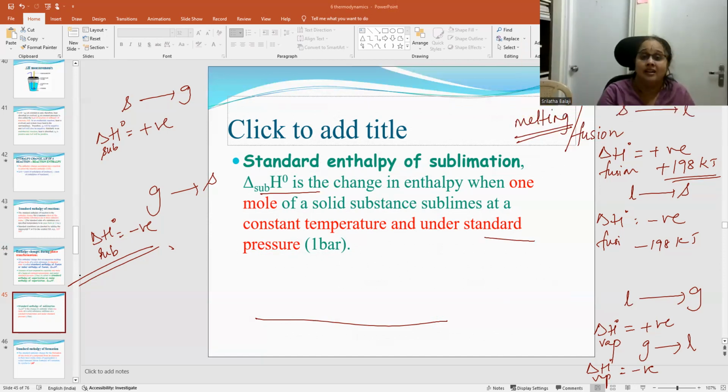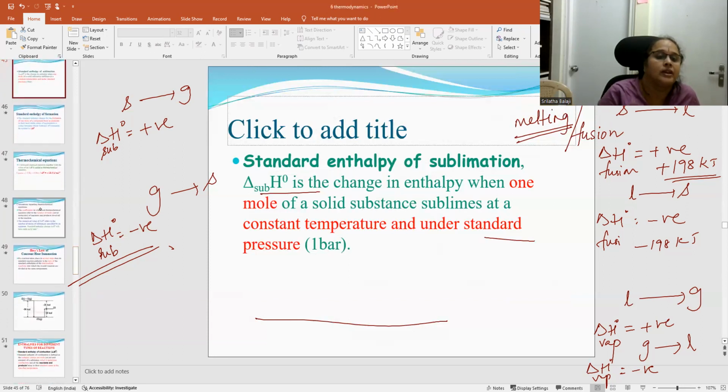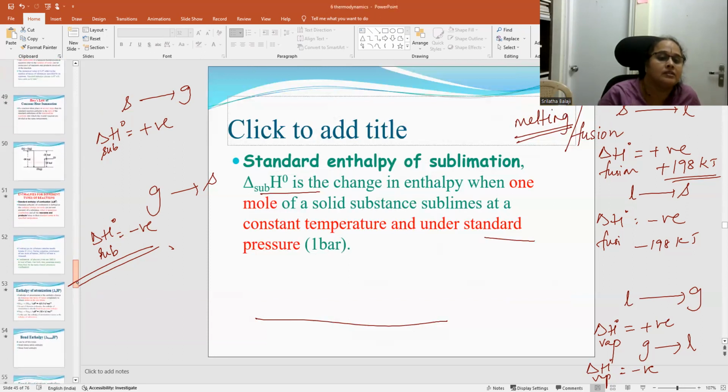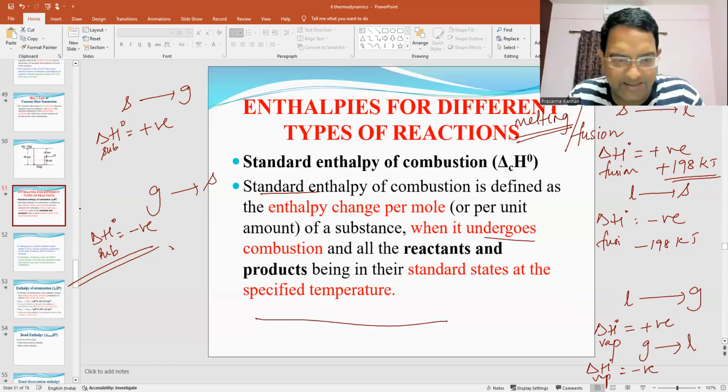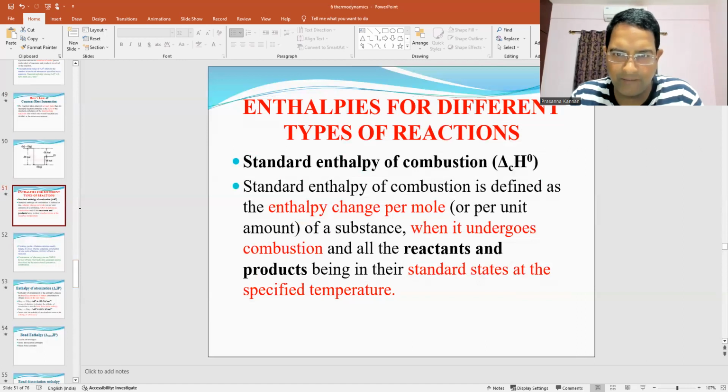Again, how will you know which sublimation it is? If you ask me a question, if delta H is positive, then solid is converted to gas. And if it's negative, gas is converted to solid. That's how we can interpret it. Other equations? Sometimes we also call it desublimation.